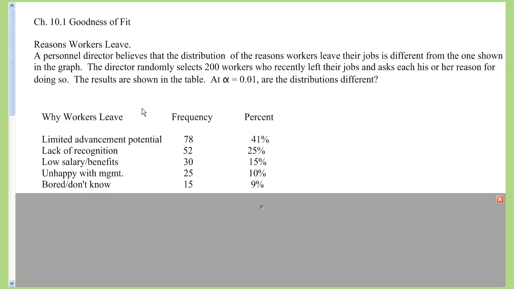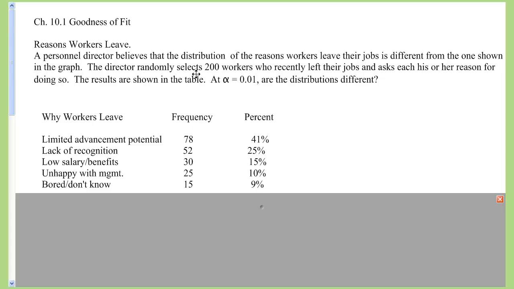What we mean by the graph is that 41% left because they couldn't advance, 25% showed lack of recognition, 15% showed low salary or benefits, 10% were unhappy with management, and 9% were bored or didn't know why they left.